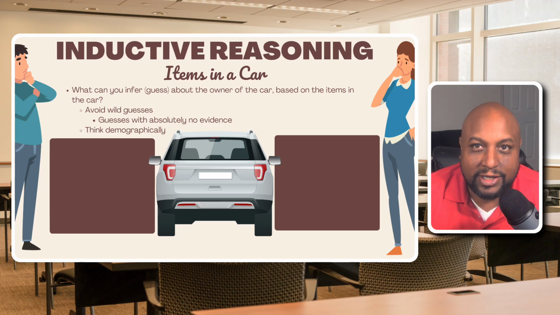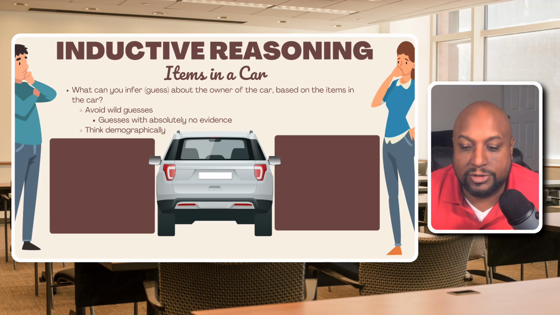So avoid wild guesses first of all, and then secondly, think demographically in terms of your guesses. What kind of person is this demographically speaking? It might be difficult to come up with belief systems. I guess it depends on what's in the car. You could come up with belief systems depending on what's in the car. But based on the items we're going to see here, I want you to think demographically. Think in terms of gender. Think in terms of age. Think in terms of maybe race, perhaps. Think in terms of profession, maybe education, some of those kinds of things.